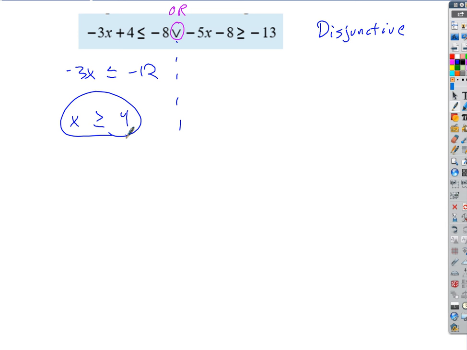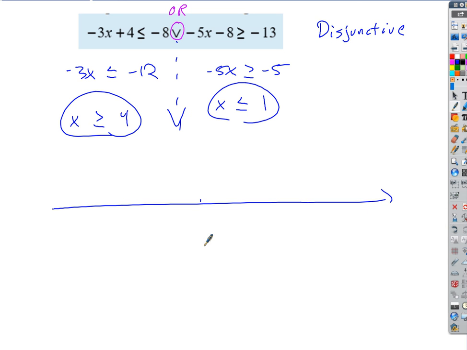How about over here? Add 8. Divide by -5. So I've got to flip this, right? So there's my answer. Either x is greater than or equal to 4, or x is less than or equal to 1. So it's not 2 or 3 or any of the other real numbers in there that are not integers too, right? So if I were to graph this thing, what would it look like?